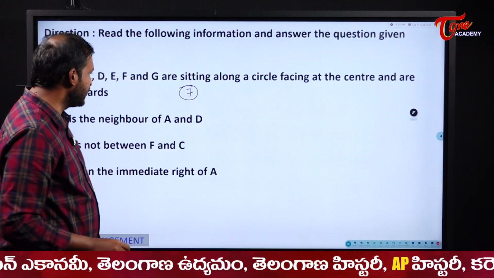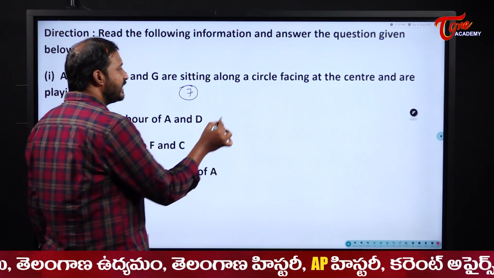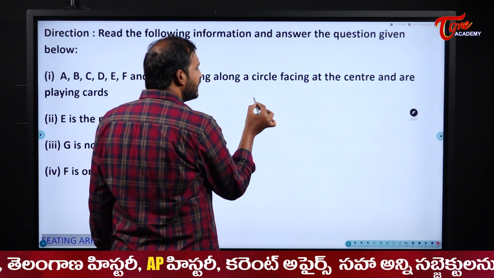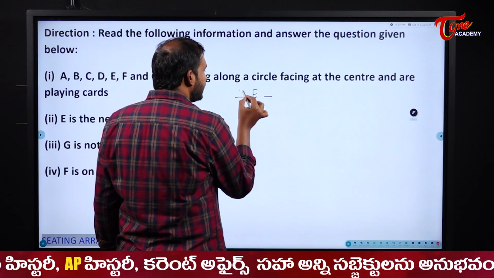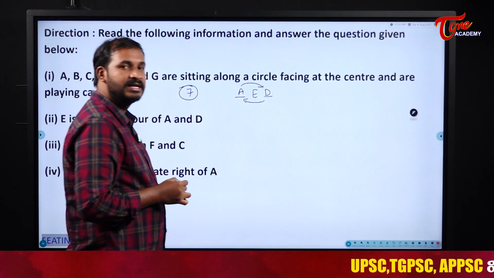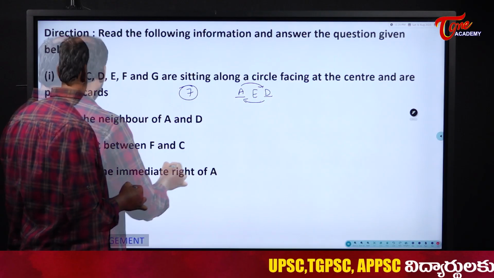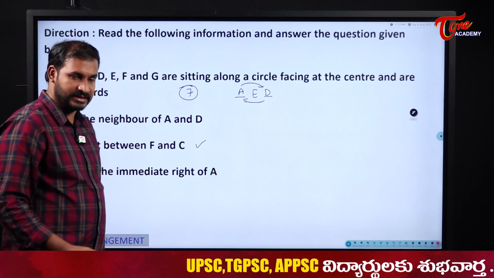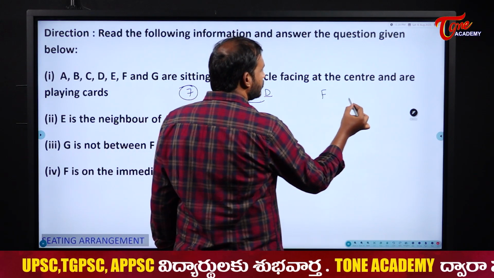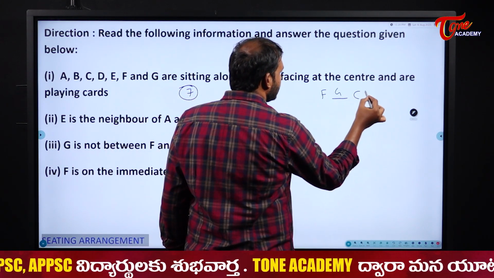Total 7, A to G are sitting. E is the neighbor of A and D. What does it tell us? E is definitely between A and D. A and D can be interchanged, but E is between A and D. G is not between F and C.